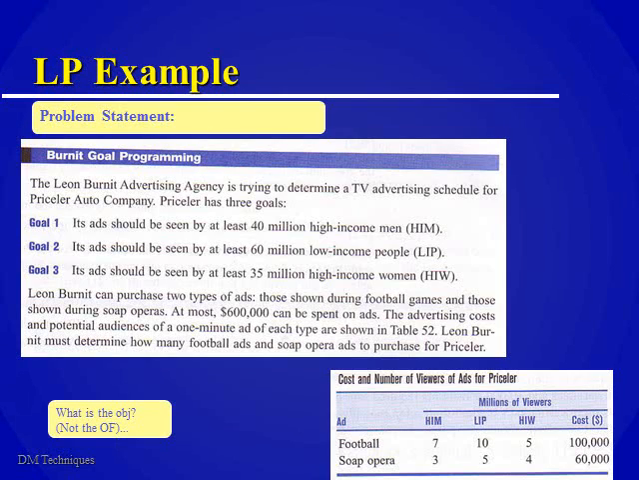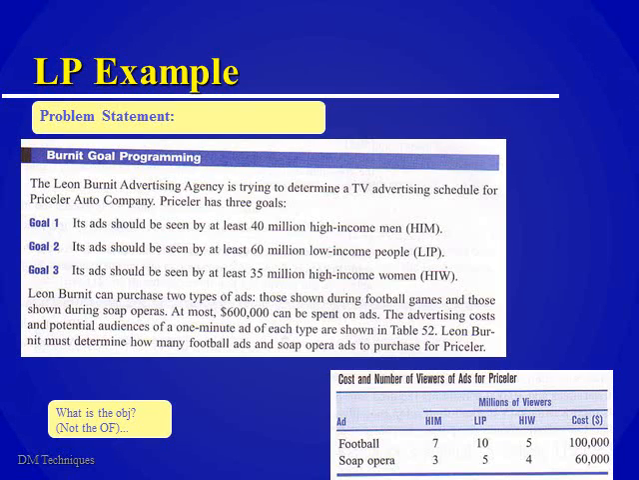What we're going to do here is set up an LP formulation for this problem, the Burnett goal programming problem. And from there, jump into the goal programming formulation, because it makes it easier to understand what goal programming is and how to formulate these goal programming solutions by looking at the LP formulation. It also shows why it is important to understand goal programming.